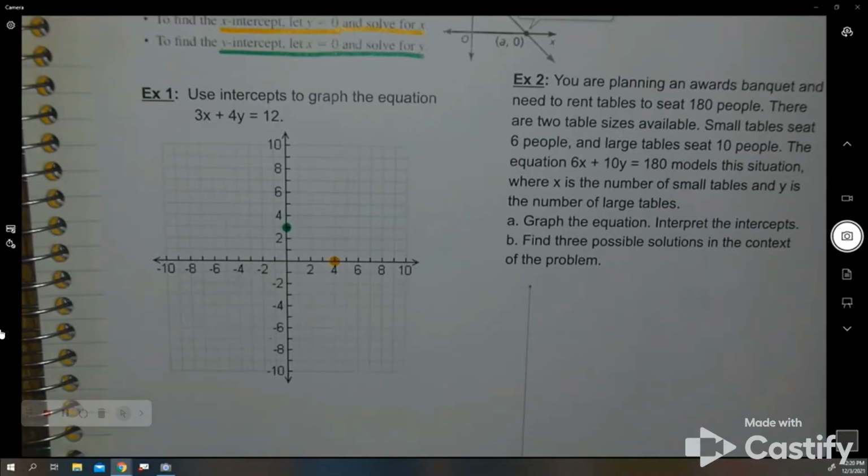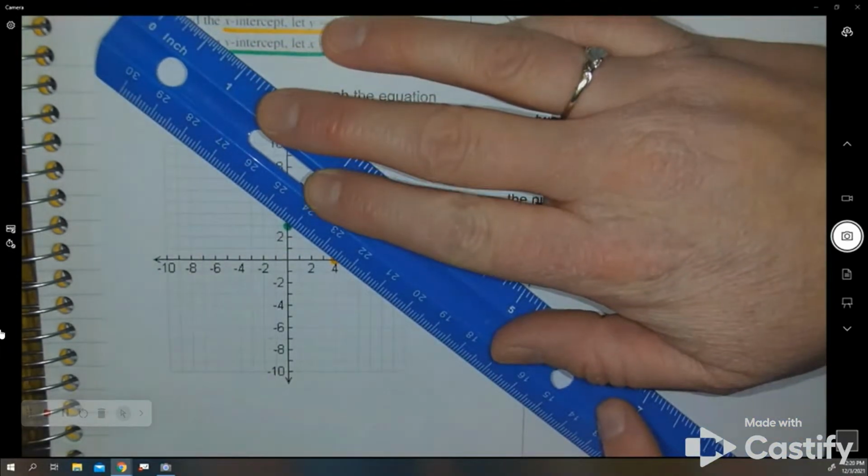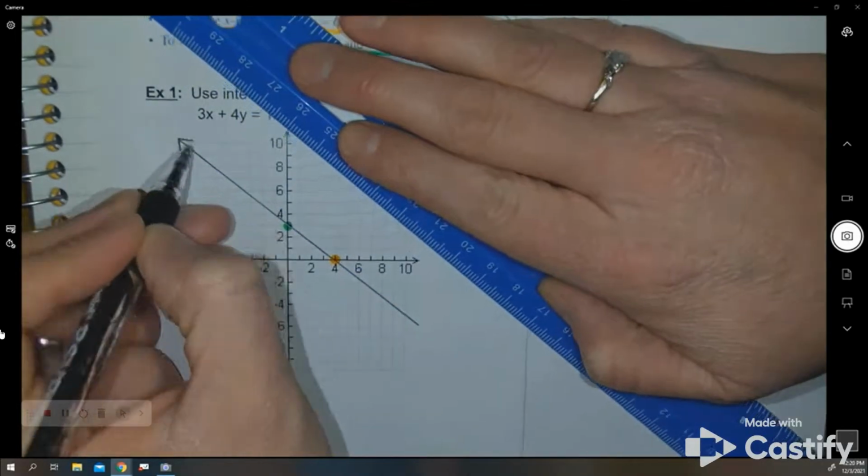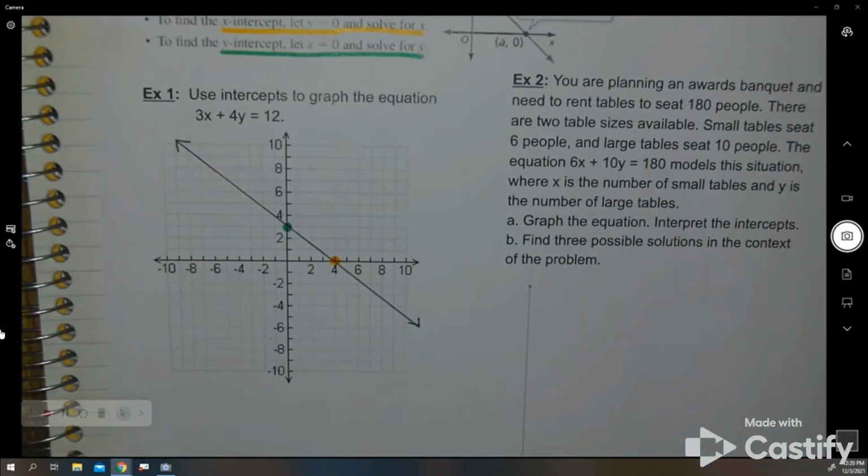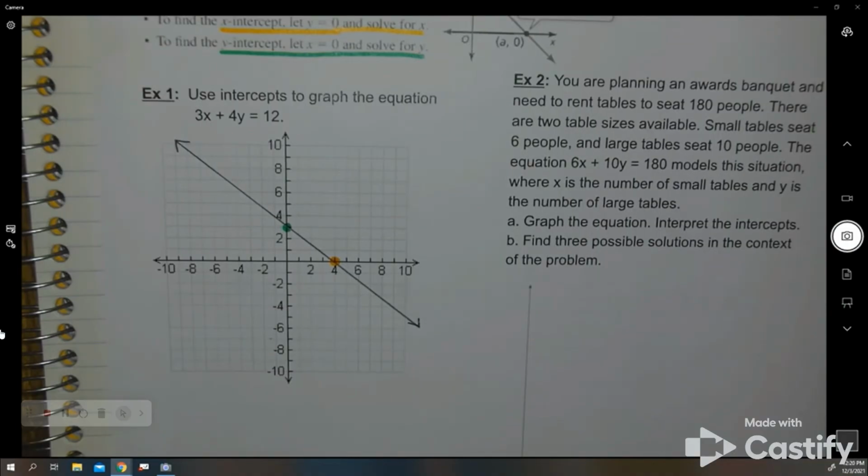So I've got my two dots. This is a linear function here, so we're going to connect them with a line. And there we have it. That's the line for this equation using our x and y intercepts.